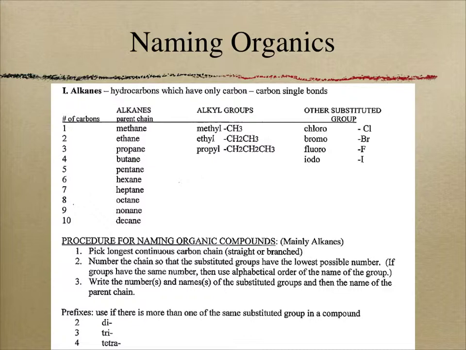Okay, so you want to have the first substituted group to have the lowest possible number. So if groups have the same number, then you'll use alphabetical order for the name of the group, and this will make more sense as I show you a couple examples. Then you write the numbers and names of the substituted groups, and then name the parent chain. Okay, and one quick thing. You may need to watch this video more than once as I go through some of the naming. If you have more than one of a certain substituted group, then you use a prefix, such as di if you have 2, tri if you have 3, or tetra if you have 4. And I won't give you anything greater than 4. So those are the rules for you to reflect or to look back on as I go through this packet.